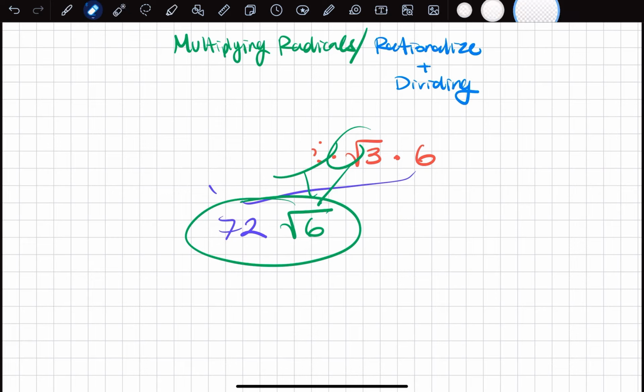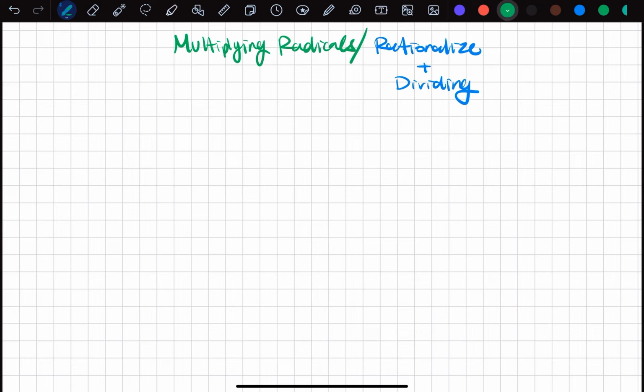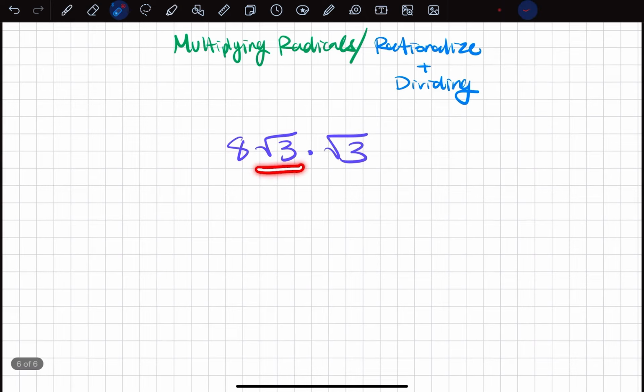And so I want to level up this version of multiplying again. So maybe you may be given a problem such as, let's say, 8 root 3 times root 3. So by now we know we can multiply these together. And we completely ignore this 8, it just comes along for the ride. And so our 8 comes down, these 2 make root 9.